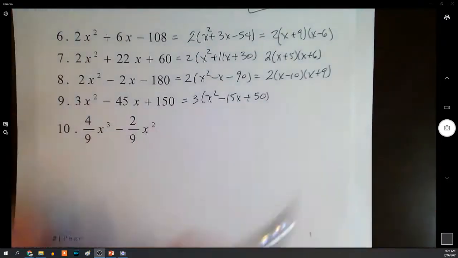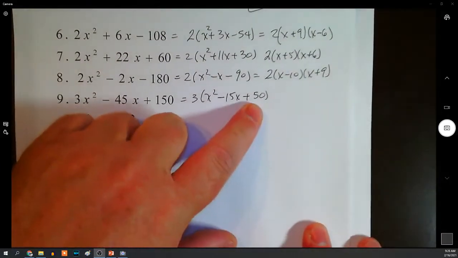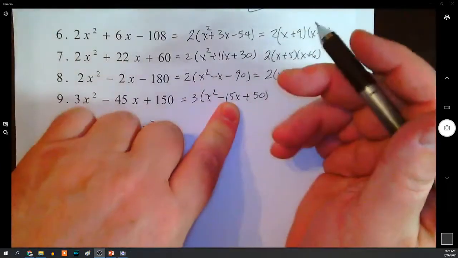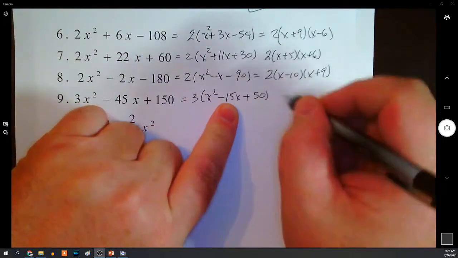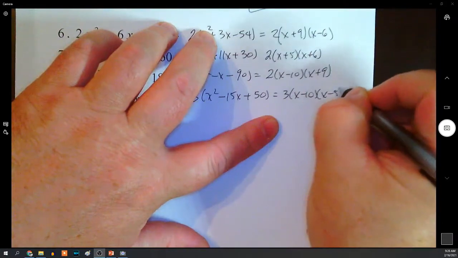So what multiplies to 50? Oh, negative 10, negative 5, right? Negative 10 times negative 5 is 50. Negative 10 plus negative 5 is negative 15. So x minus 10, x minus 5, boom, we're done.